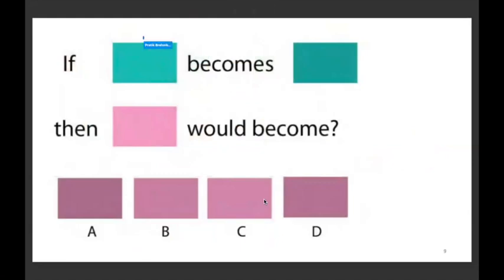If this tone becomes this, then this would become what? If this color, which is teal, becomes this little bit darker teal, then this pink, which is baby pink, becomes which color? The correct answer here will be option B. Okay. C wala is a little bit lighter than B. This is almost a two-tone variation that is happening here. So B will be the correct one. Okay. We'll move to the next one.